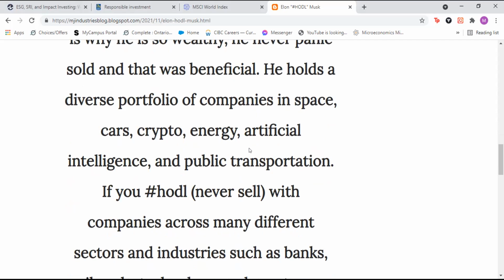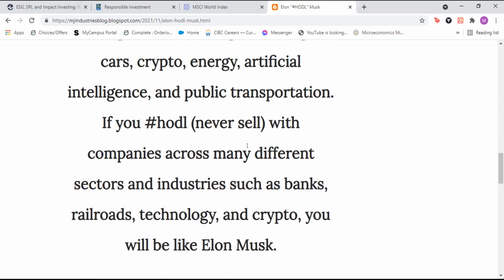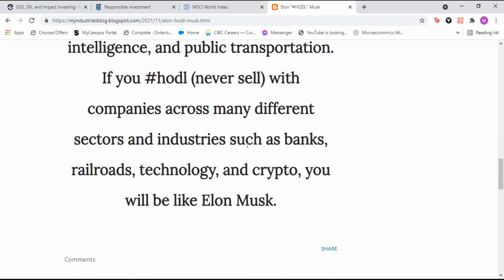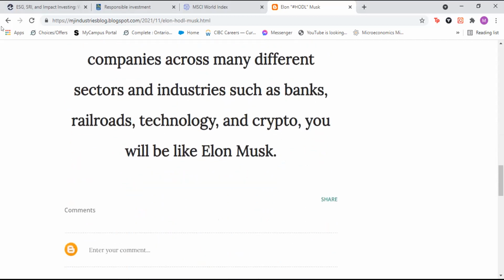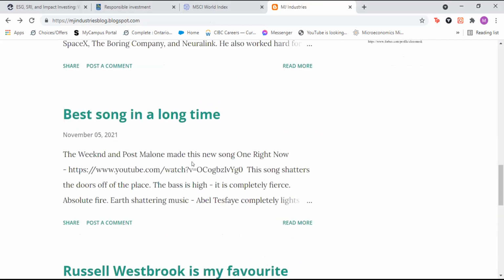And he holds a diverse portfolio of companies in space, cars, crypto, energy, artificial intelligence, electrification. So if you hodl and never sell, with companies across many different sectors and industries such as banks, railroads, technology, and crypto, you'll be like Elon Musk. So that's a good lesson there.